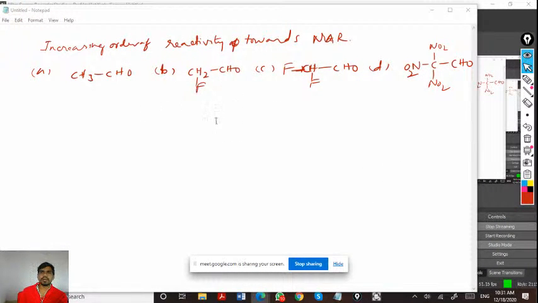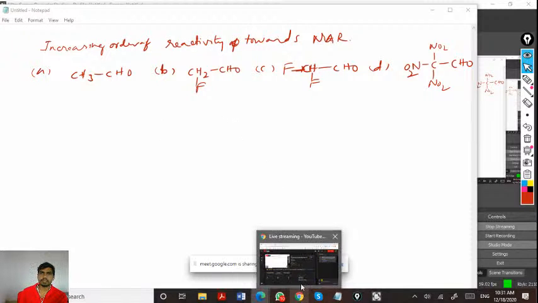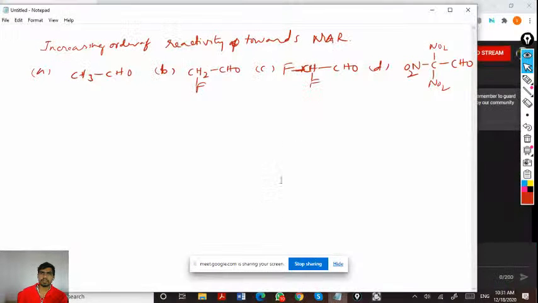So among these four, which will be more reactive towards nucleophilic addition reaction? Yeah, D, because it has the most withdrawing groups. Okay, so reactivity is the question that is most repeated from the nucleophilic addition reaction. So be careful. Next question.